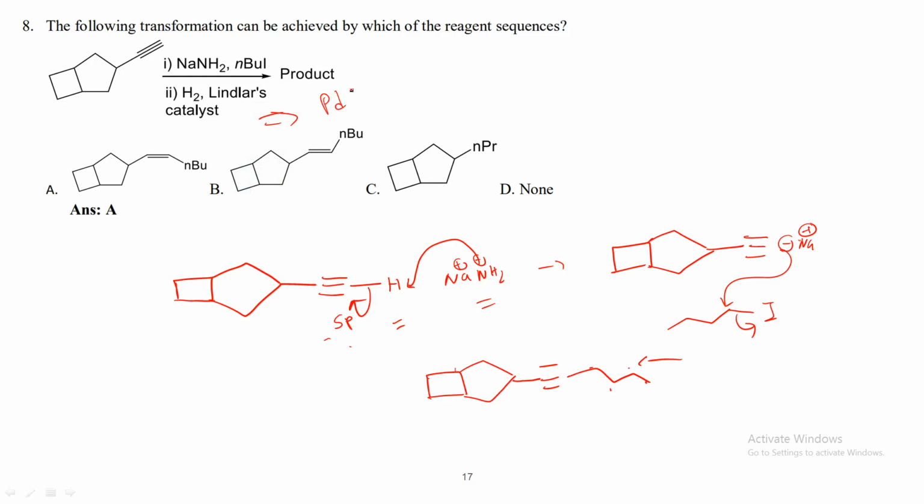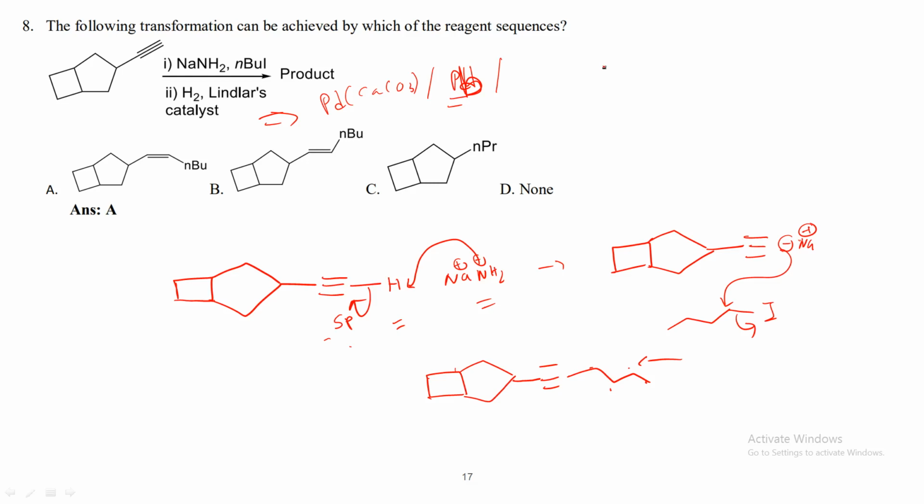palladium with CaCO3 and some catalytic poison like Pb are there, and I will be discussing what is Lindlar's catalysis. But for now, problem solving.